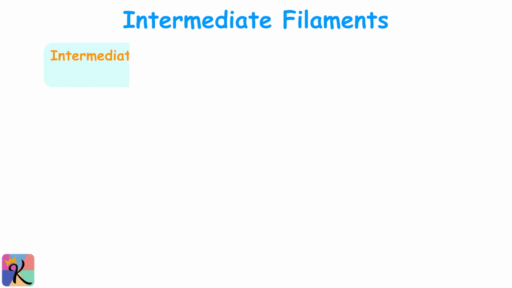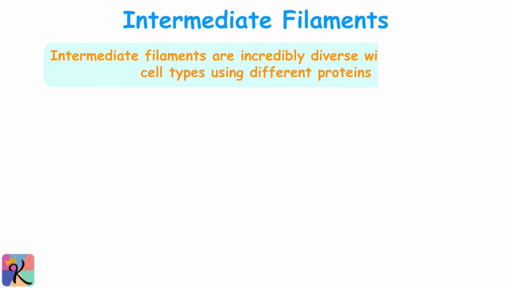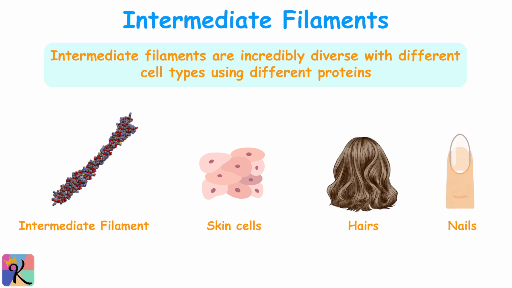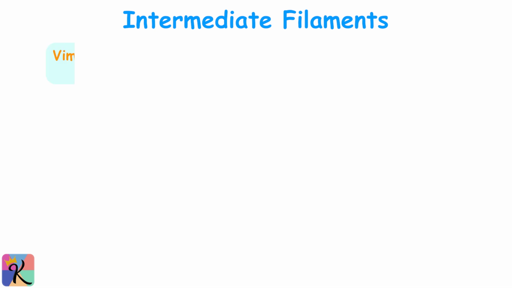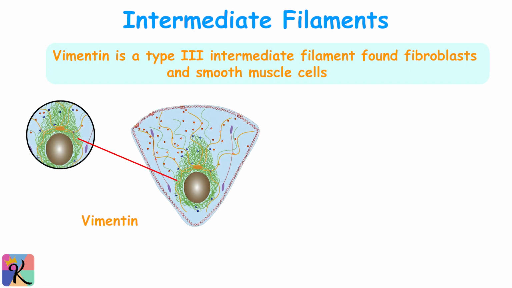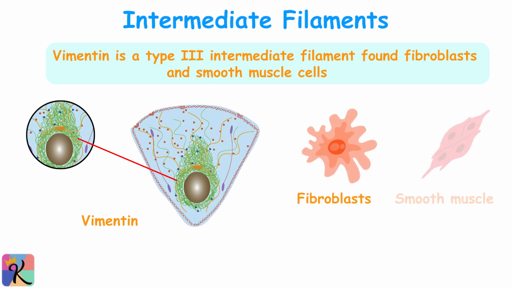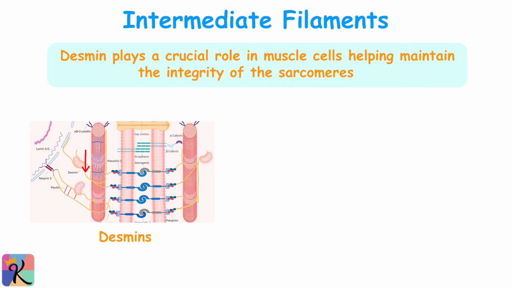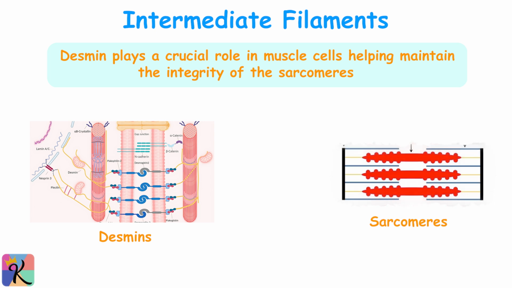Intermediate filaments are incredibly diverse, with different cell types using different proteins. For example, keratin is a type 1 and type 2 intermediate filament found in skin cells, hair, and nails, giving them their strength and resilience. Vimentin is a type 3 intermediate filament found in fibroblasts and smooth muscle cells, while desmin plays a crucial role in muscle cells, helping maintain the integrity of the sarcomeres, the fundamental units of muscle contraction.